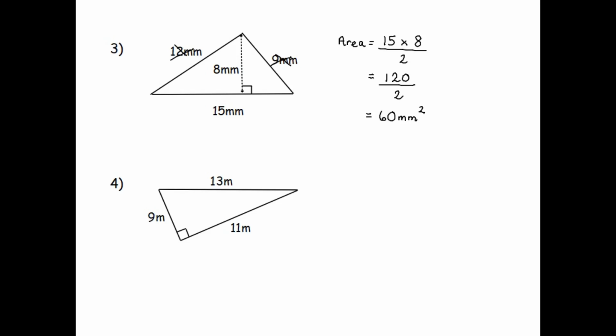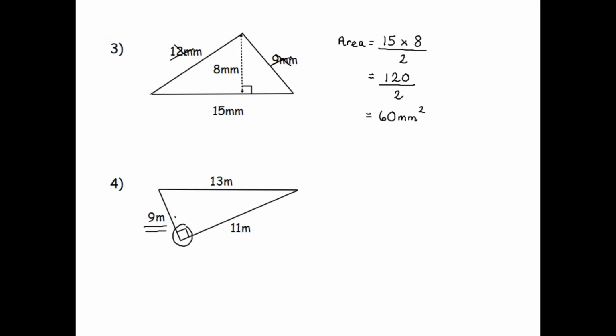Last example then, question 4. So you can see you've got 3 measurements. So you've got 13 metres, 9 metres and 11 metres. Remember, we want to do base times height and halve it. And we need that perpendicular height meeting at a 90. So even though this 13 looks like the straight height, as we call it, remember we want the 2 lines that meet at a 90 degree.